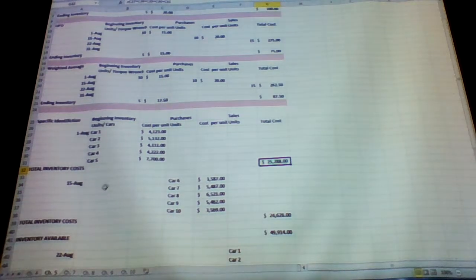On August 15th, we bought 5 more cars. Car 6, $35.87. Car 7, $54.87. Car 8, $65.21. Car 9, $54.62. Car 10, $35.92. So now for these five new cars we bought, we spent $24,626. This gives us inventory available for sale of $49,914.